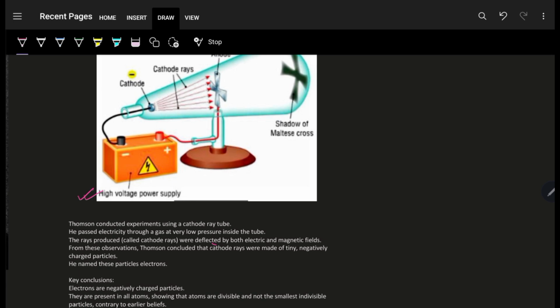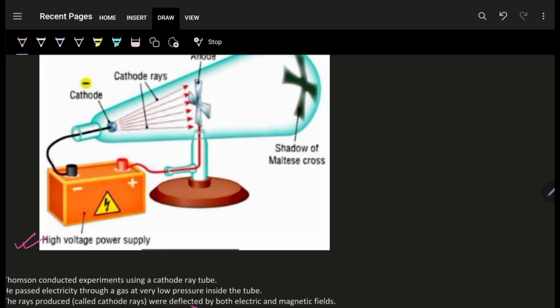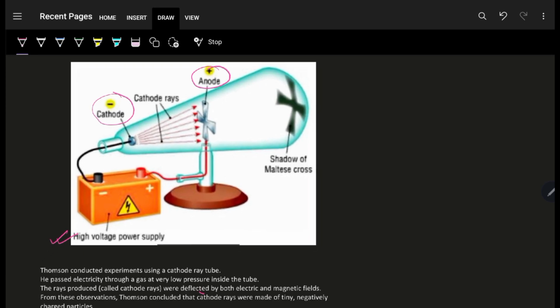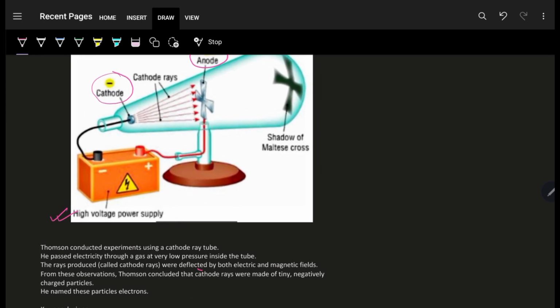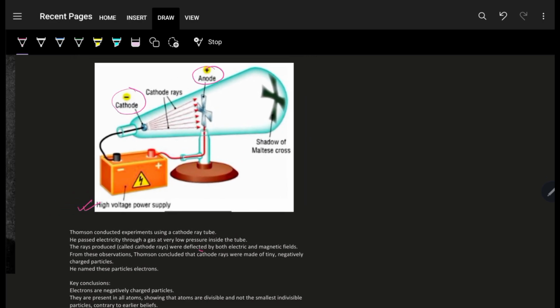And when high voltage was applied, between two electrodes, one is the cathode and the other is the anode. Here we can see cathode, here is the anode. What did he observe? He observed that rays were moving from the cathode towards the anode. That means from the negative electrode towards the positive electrode. And so he named these rays cathode rays. Later on, the properties of these cathode rays were studied.